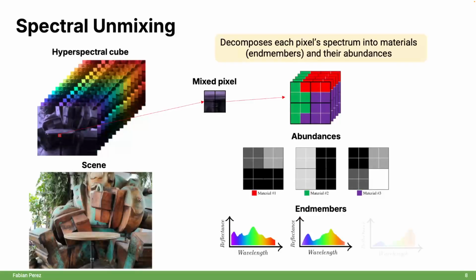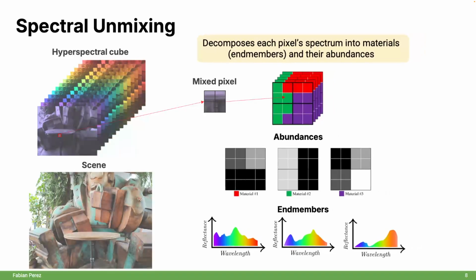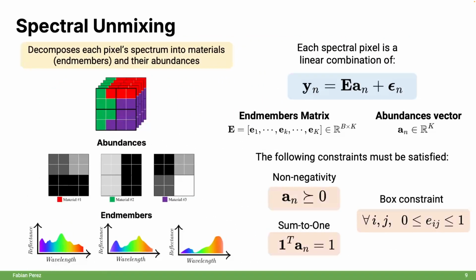In real scenes, a pixel in the captured hyperspectral scene may contain multiple materials. Spectral unmixing is the process of breaking down these mixed signals into abundances and endmembers. Abundances are the fraction of each material's contribution, and endmembers are the pure spectral signatures. More specifically, each pixel is a linear combination of endmembers and abundances, where the endmember matrix must be between 0 and 1, and the abundance vector must be greater than 0 and sum to 1.